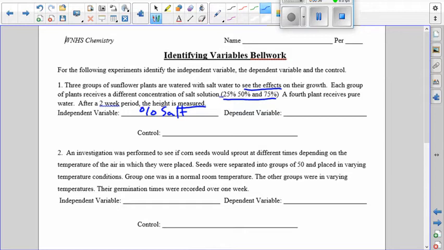So that way Mr. P has no doubt that I know what I'm talking about, okay? And we chose that. We're like, okay, we're going to go with 0%, 25%, 50%. We chose to do that because we want to see what it does. That's what we're testing. Now, what depends on how much salt we're using?